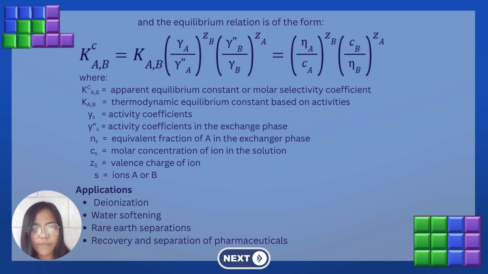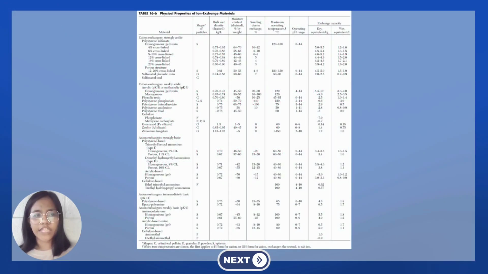For applications, ion exchange is a classification of sorptive separation wherein the basis for separation is equilibrium. Here are some examples of ion exchange. First is the deionization, second is water softening, third is rare earth separations, and fourth, recovery and separation of pharmaceuticals such as amino acids and proteins. Table 16-6 provides the physical properties of ion exchange materials. It shows essential design, operation, and performance data about ion exchange resins.